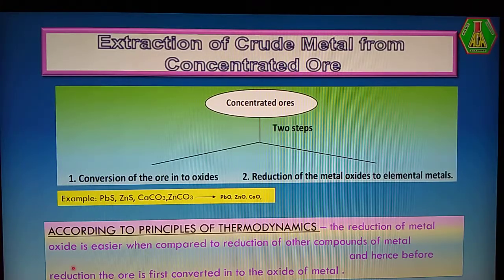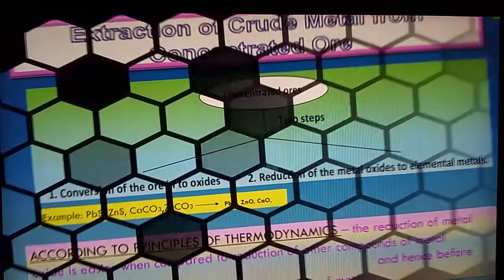So before reduction, the ore is first converted into oxide of metal. Are you clear? What is the necessary step? The conversion of the ore into oxide. They are asking this in the board exam. Okay, just read it well. We are going to the next slide.